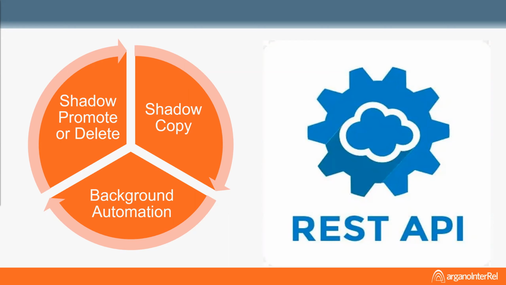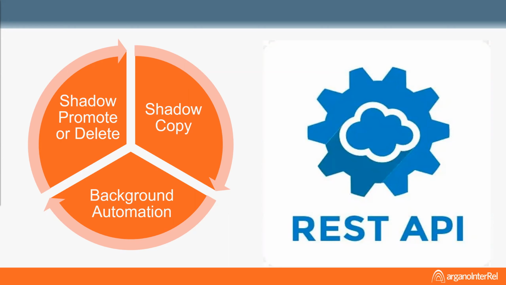The second part is you're going to do your processing on that shadow cube, that background cube. It doesn't matter what it is. That process could be an outline restructure that takes a long time, or it could be running your calc scripts and your load processes. All of that work is being done on the shadow version of the cube while people are still accessing the public version of the cube.